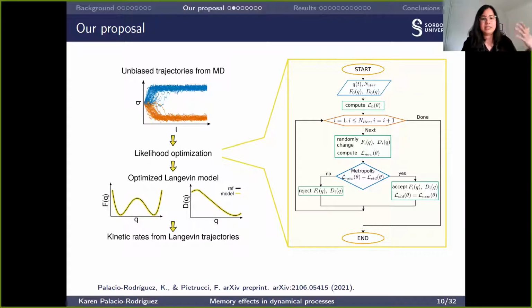I will explain it in detail later, but here I can tell you that we start from molecular dynamics trajectories that are unbiased molecular dynamics trajectories. And from the information in the trajectories, we can optimize a likelihood function using an iterative procedure that I will explain later. And from the optimization of this likelihood function, we obtain directly the optimal Langevin model. It means we obtain the free energy and the friction profiles. And with these two, we can compute new trajectories to obtain the kinetic rates.